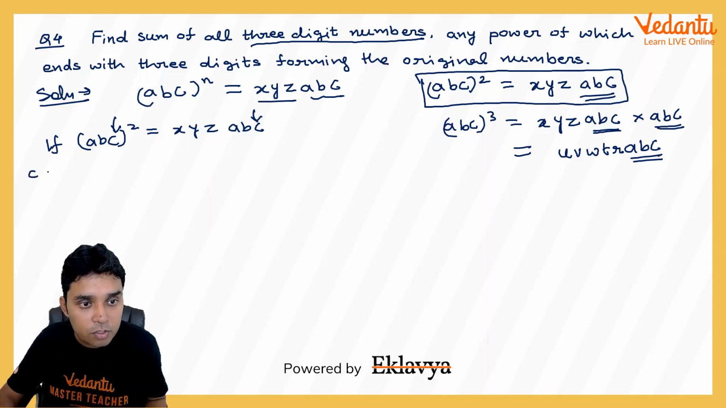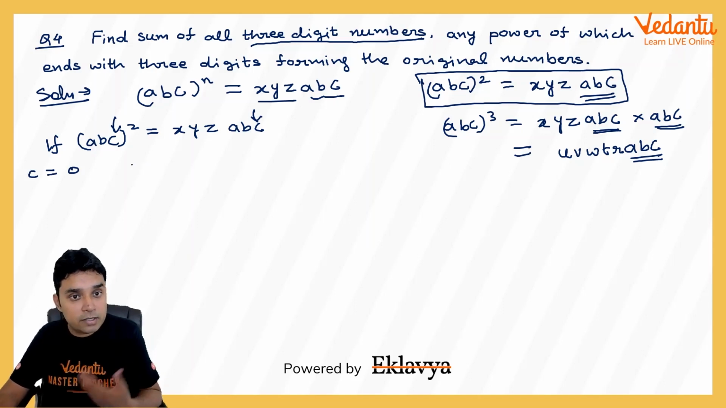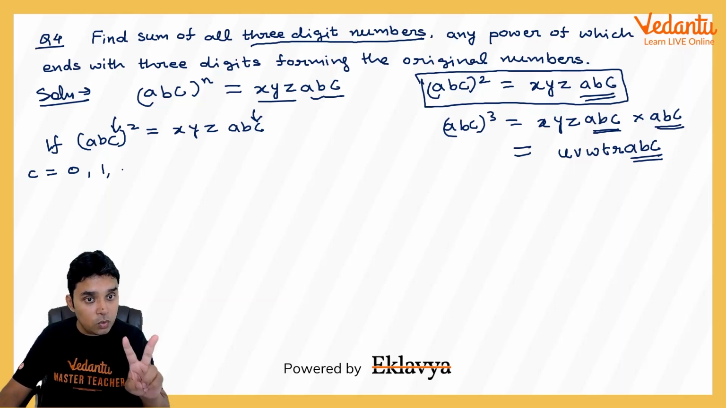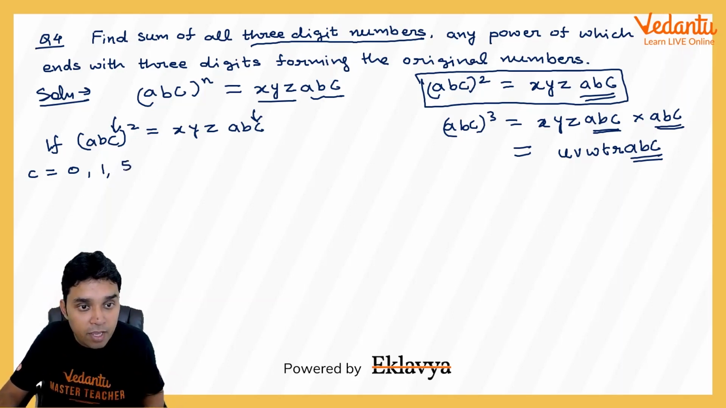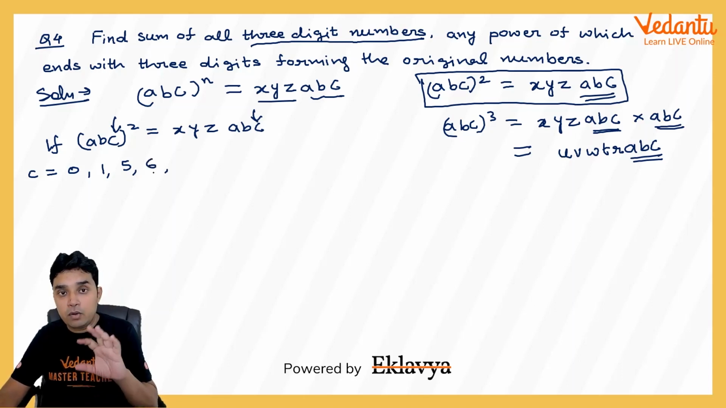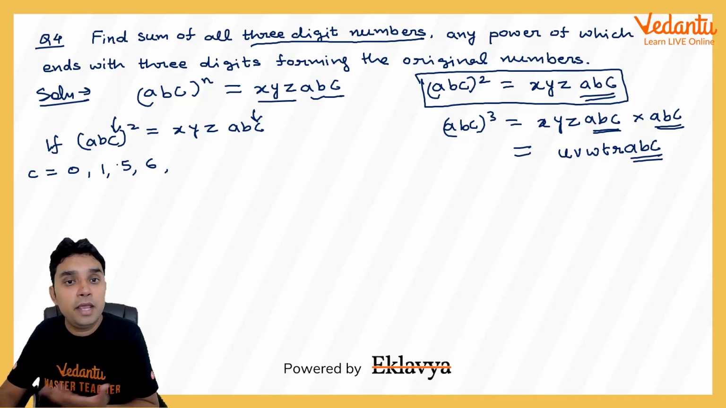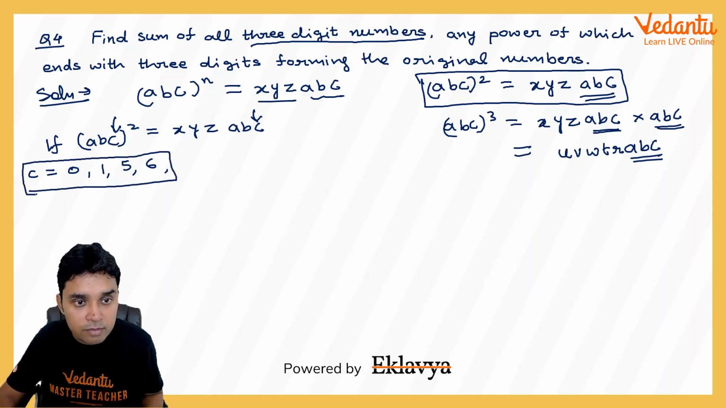So here the possibility of C can be 0, because 0 square is 0. Or it can be 1, because 1 square is 1, but it cannot be 2, 3, or 4. It can be 5, because 5 square is 25, it can be 6 also, but it cannot be 7, 8 or 9. You can check: 7 square is 49, 8 square is 64, 9 square is 81. So these are 4 possibilities for C. Now let us solve them one by one.